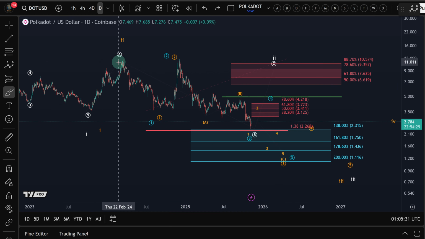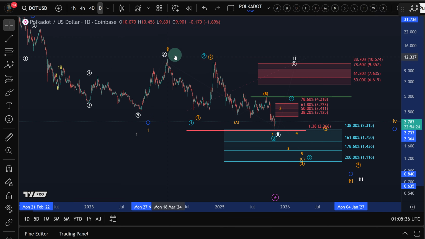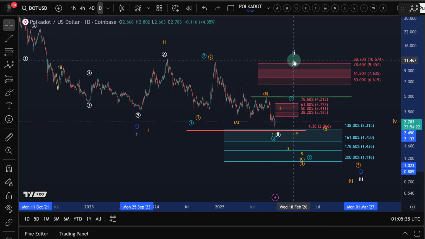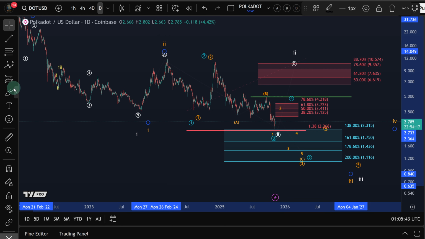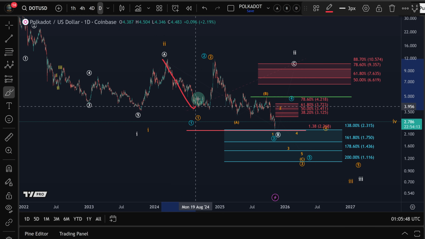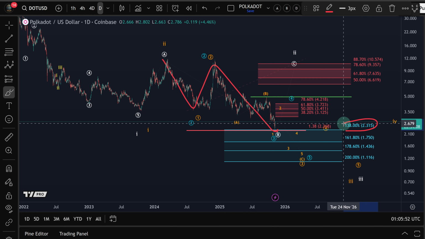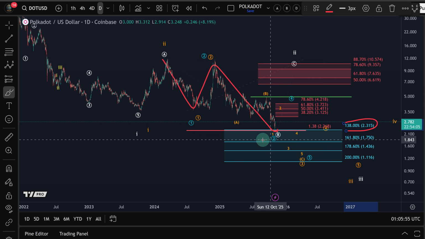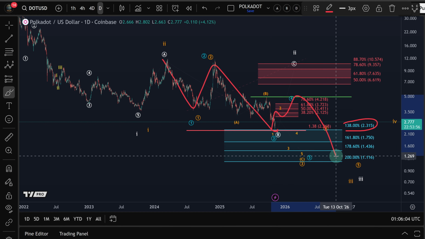Whereas in the blue count, we already topped in this wave 2, in orange and blue. In the white count, we're still working on this wave 2 as an ABC structure. But in blue and orange, we already topped in the wave 2, and we're already moving down in a larger third wave. So wave 1, wave 2, wave 3. This level at around 230 is also the first ideal target for a third wave. So the price basically reached the first ideal target for this wave 3, and therefore a bounce in wave 4 can be expected before we go lower.